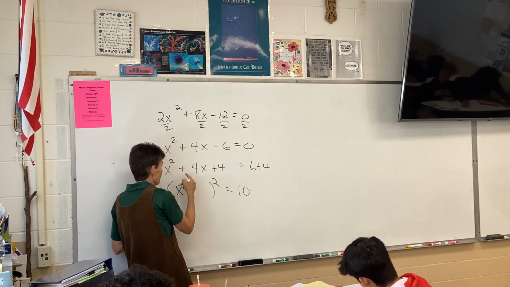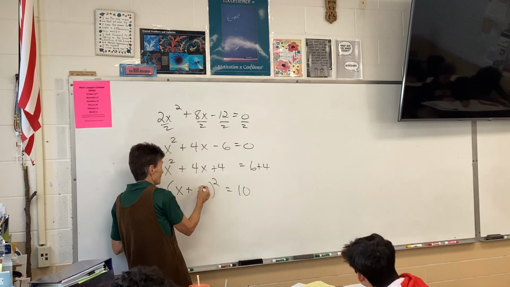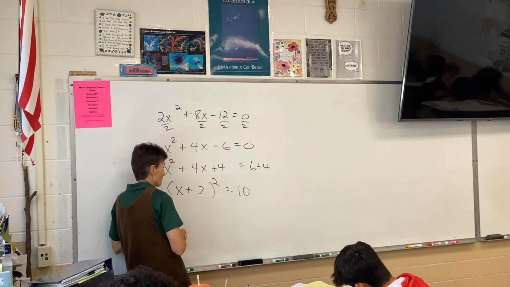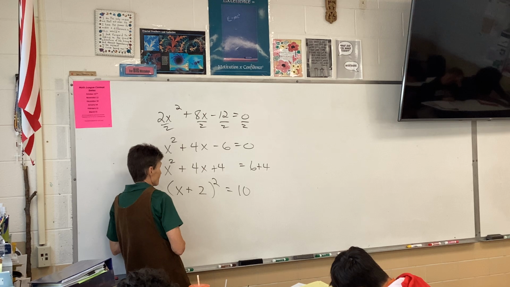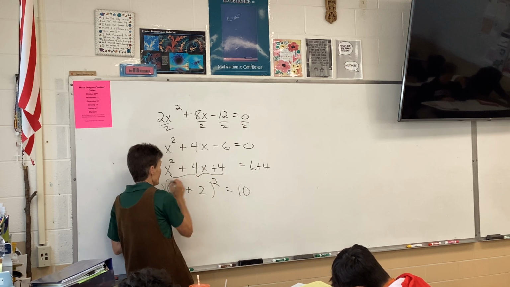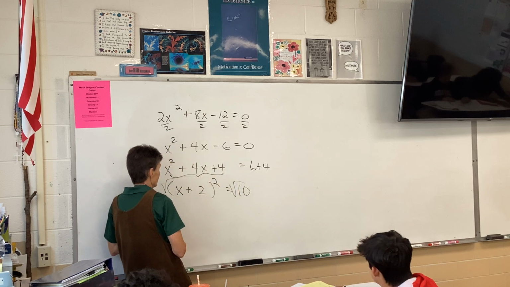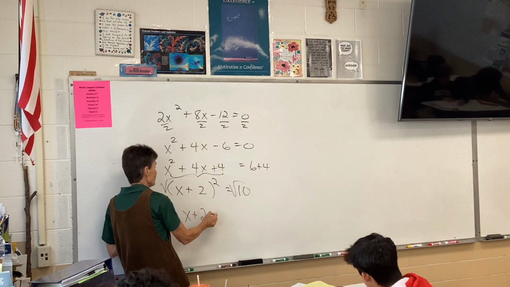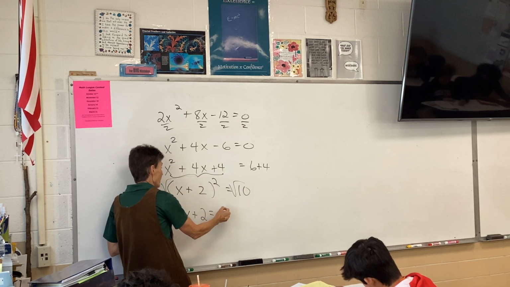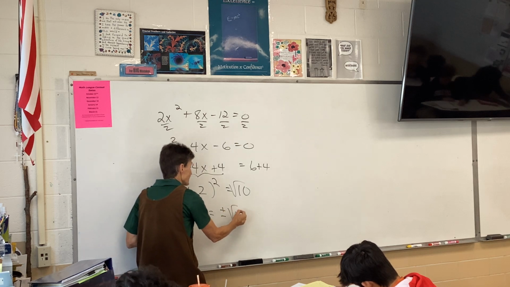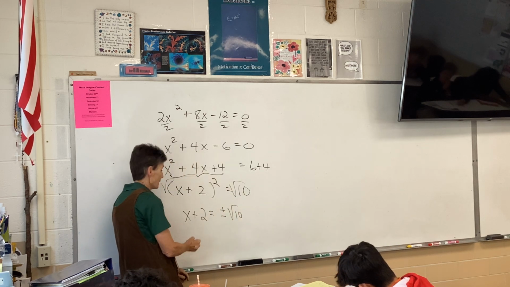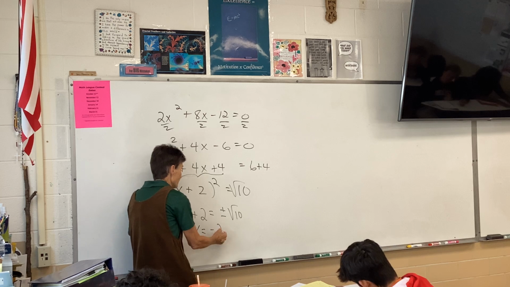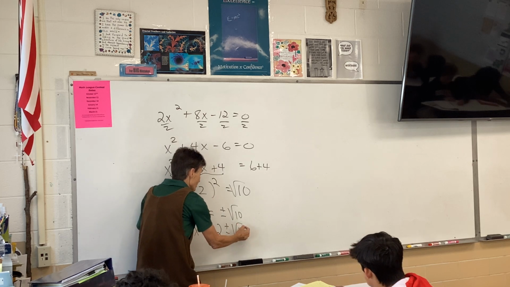X plus 2. This right here is x plus 2. And then I'll square both sides. So x plus 2 equals plus or minus the square root of 10. And x equals negative 2 plus or minus the square root of 10.